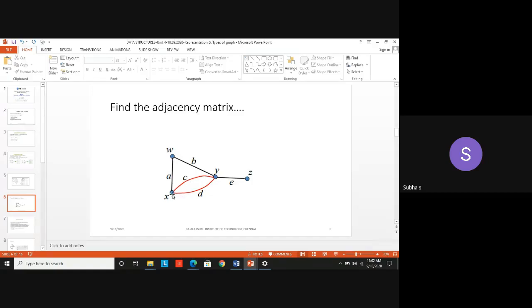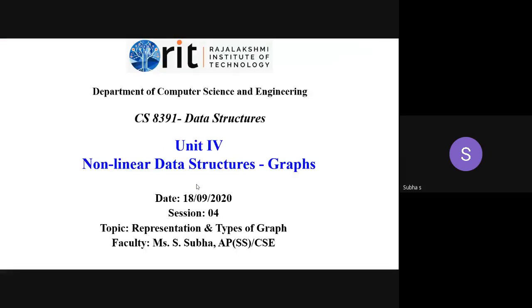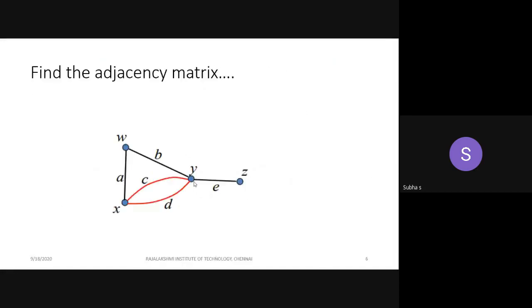Yes. Now look at the second row. From X, how many paths are there? X to W, one path. Now look at this one. X to Y, there are 2 paths. 2 paths are possible. So from X to Y, you are having edge as C. From Y to X, you are having another edge named what? D. So there are 2 paths, so you have to put it as 2.